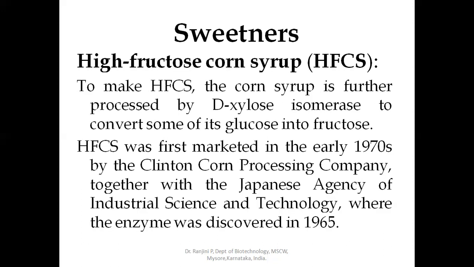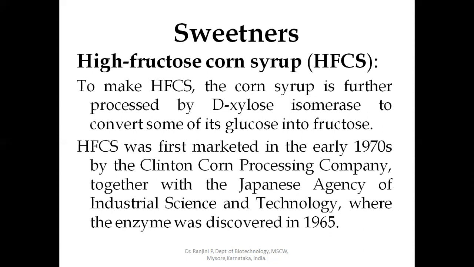Next, we will move on to another sweetener, that is high fructose corn syrup. In short form, it will be pronounced as HFCS. It's also known as glucose-fructose, isoglucose and glucose-fructose syrup. It's a sweetener made from corn starch. As in the production of conventional corn syrup, the starch is broken down into glucose by enzymes. To prepare HFCS, the corn syrup is further processed by another enzyme, that is D-xylose isomerase, to convert part of the glucose into fructose.